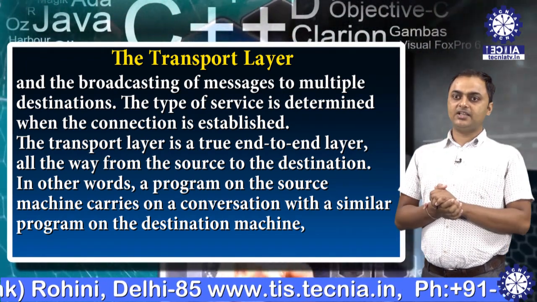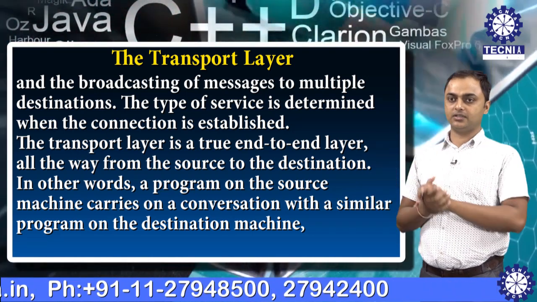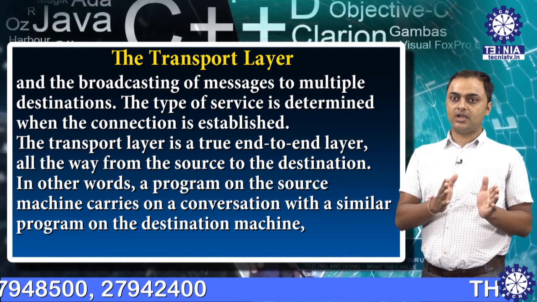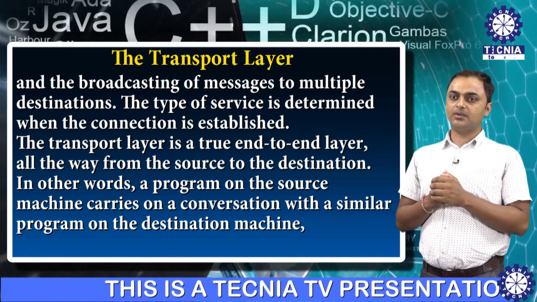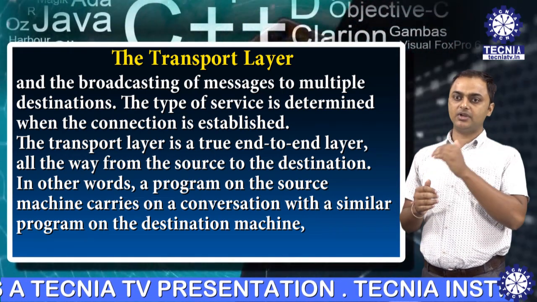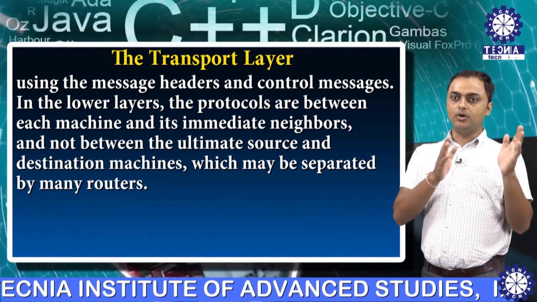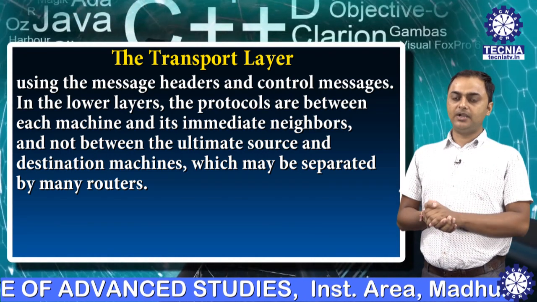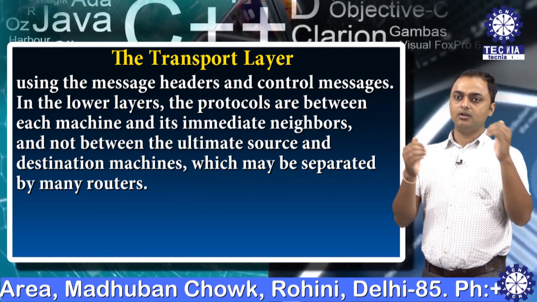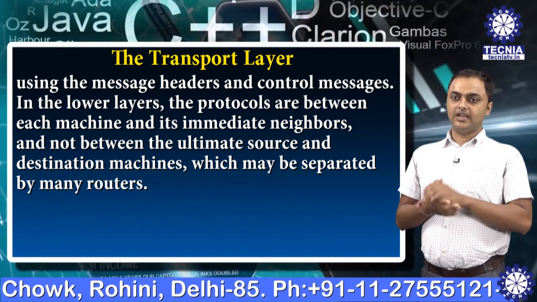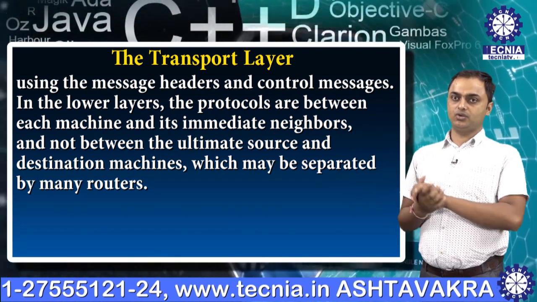The transport layer is a true end-to-end layer, all the way from source to destination. In other words, a program on the source machine carries on a conversation with a similar program on the destination machine. In the lower layers, using message headers and control messages, the protocols are between each machine and its immediate neighbors, and not between the ultimate source and destination machines, which may be separated by many routers.